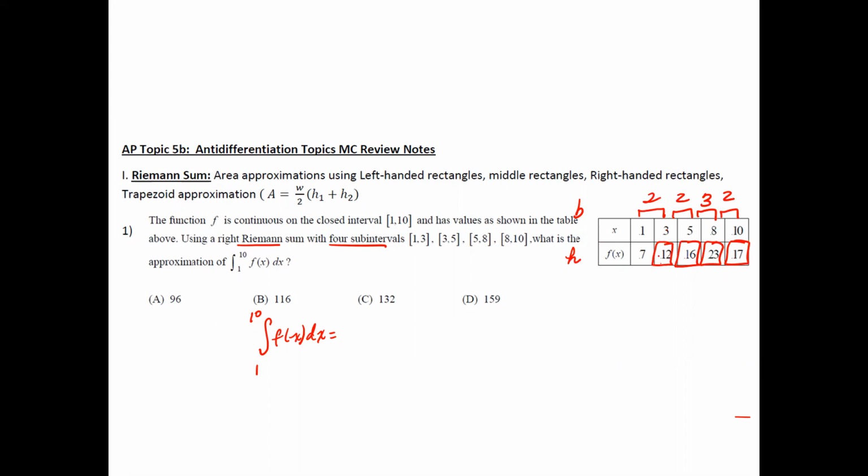So we just take the base times the height. So 2 times 12 plus 2 times 16 plus 3 times 23 plus 2 times 17. Add them all together using your calculator, and you should have a total of 159. And that is answer letter D.